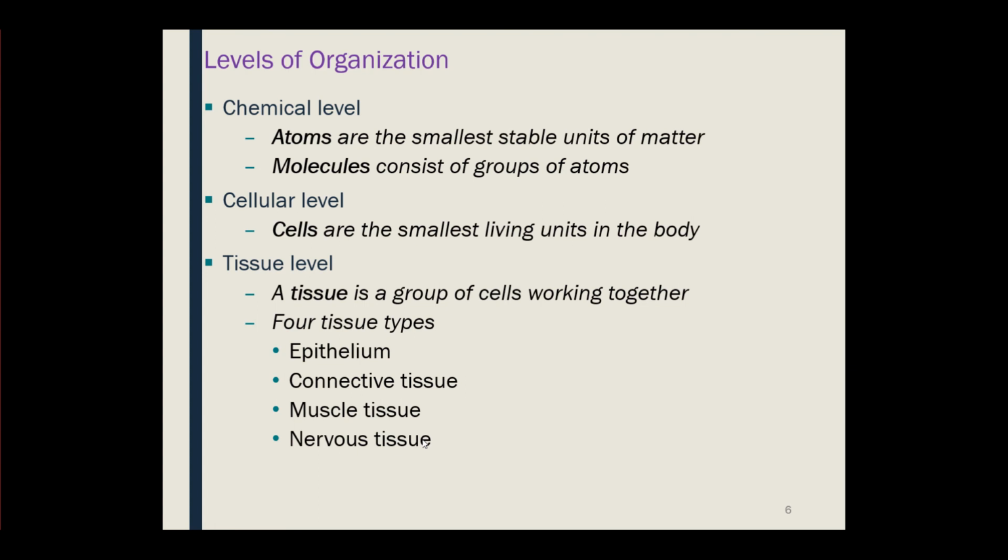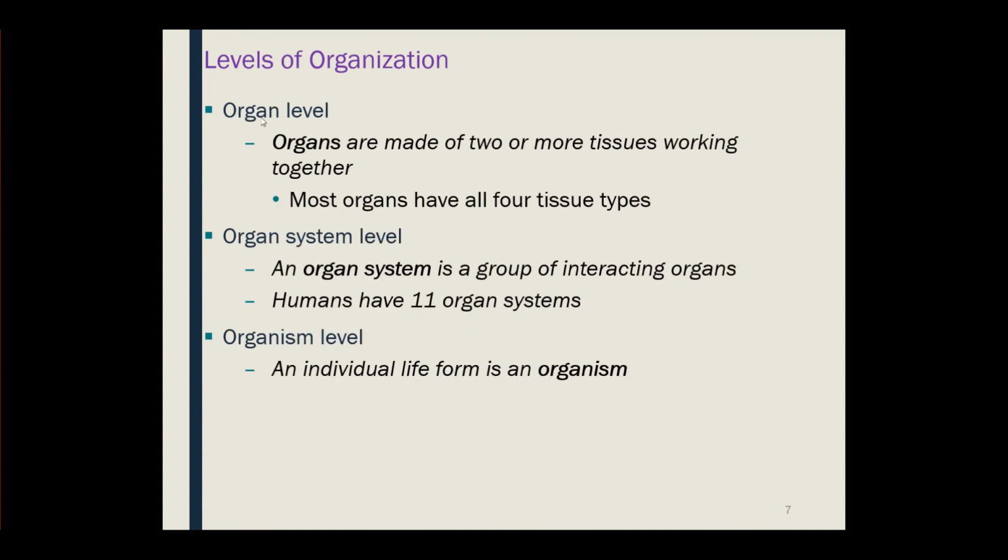Okay, so we went from chemicals. Chemicals became cells. Cells combine to become tissues. Now, the four tissue types, they come together and they're going to form our organs, right? Organs are made of at least two or more tissues working together. It actually turns out, guys, that most organs have all four tissue types.